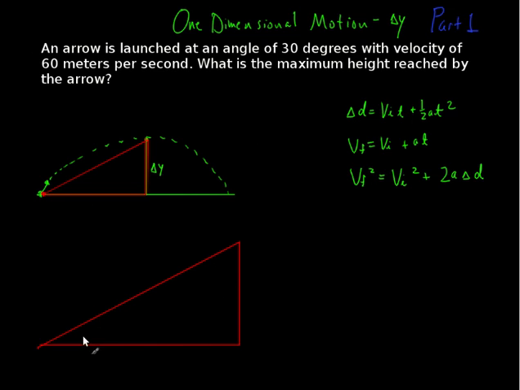So we know that the arrow was launched. We know that this part of the arrow, when the arrow was launched, was launched at 60 meters per second. And we know that because this is 30 degrees, this becomes a trig problem. So we can plug all this in. We can use the SOHCAHTOA acronym to memorize everything.